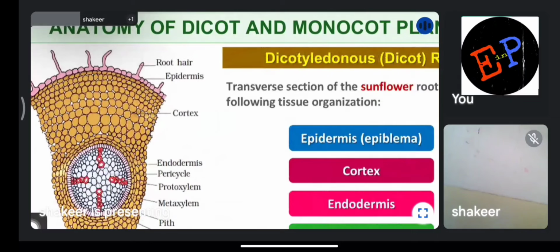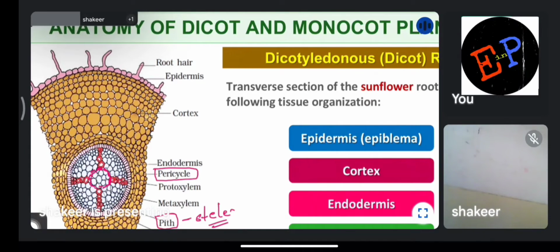First you can find this pith. Where is the pith present? Pith is present in stele. Then surrounding the pith you will have these vascular bundles, which is a combination of xylem as well as phloem. And beyond that you can find this pericycle. Inside this pericycle you can find the pith. Are you able to understand?